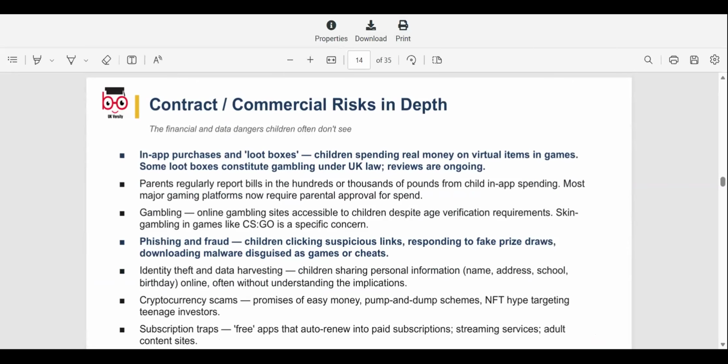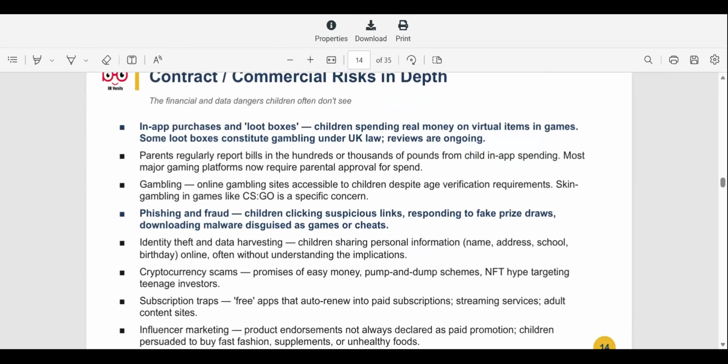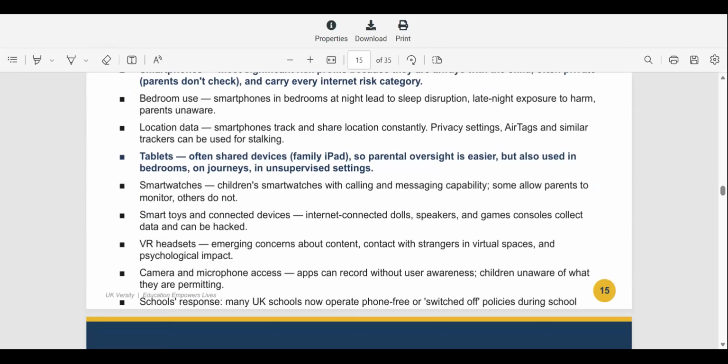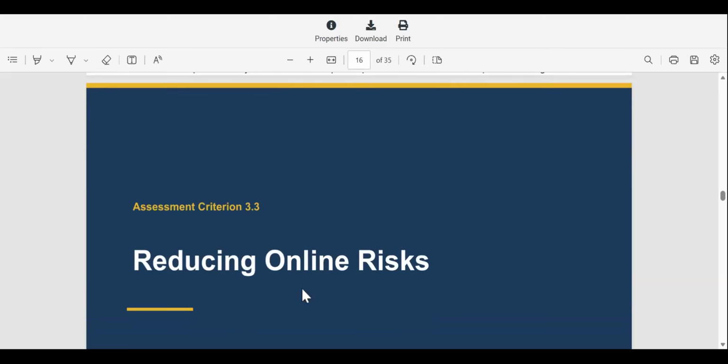financial, it could be parents regularly reporting bills of child apps that are being used, downloading, fraud, identity theft, cryptocurrency, subscription traps. Then you've got specific risks of digital devices. Mobile phones, smartphones again, the most significant risk profile, often private, so parents check it, and things like location data must be on. Tablets are often shared devices. Make sure you've got parental consideration when it comes to certain apps. Smart toys, connected cameras and microphones record things, so as a parent or a school, make sure they're switched off.